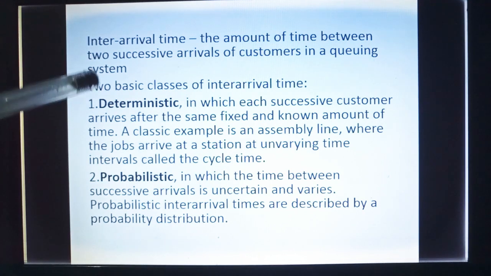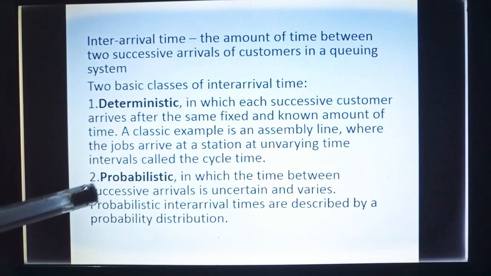We have here two basic classes of inter-arrival time. Deterministic, in which each successive customer arrives after the same fixed, known amount of time. A classic example is an assembly line where the jobs arrive at a station at unvarying time intervals called the cycle time. Another one is probabilistic, in which the time between successive arrivals is uncertain and varies. Probabilistic inter-arrival times are described by a probability distribution.